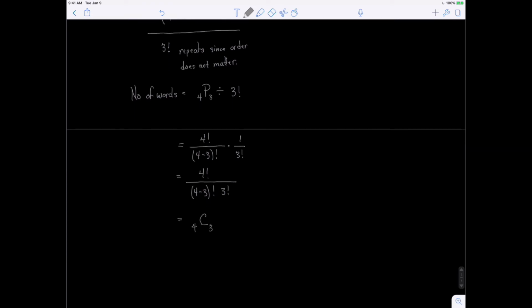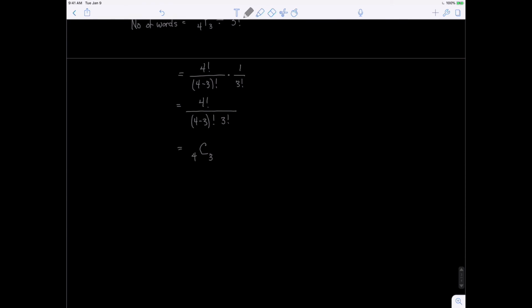This is read 4 choose groups of size 3. And if you work through that, it does in fact give us exactly what we want. That's 4 factorial, that's 4 times 3 times 2 times 1. 4 minus 3 factorial is 1 factorial, which is just 1, times 3 times 2 times 1. Look at that. All this cancels, and our answer is 4. And in general, we say n choose r is equal to n factorial divided by n minus r factorial times r factorial.